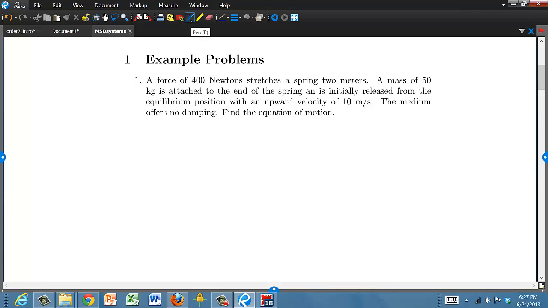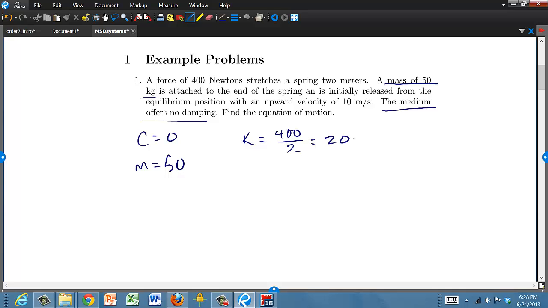So what do we know? We know that the medium offers no damping, so the damping coefficient is 0. We know that the mass is 50 kilograms, m is 50. We know that a force of 400 newtons stretches a spring 2 meters, so our k is 400 newtons over 2 meters, so that's 200. So that gives us our ODE, 50y'' (oh, that's 50, not a 5) plus 200y equals 0.